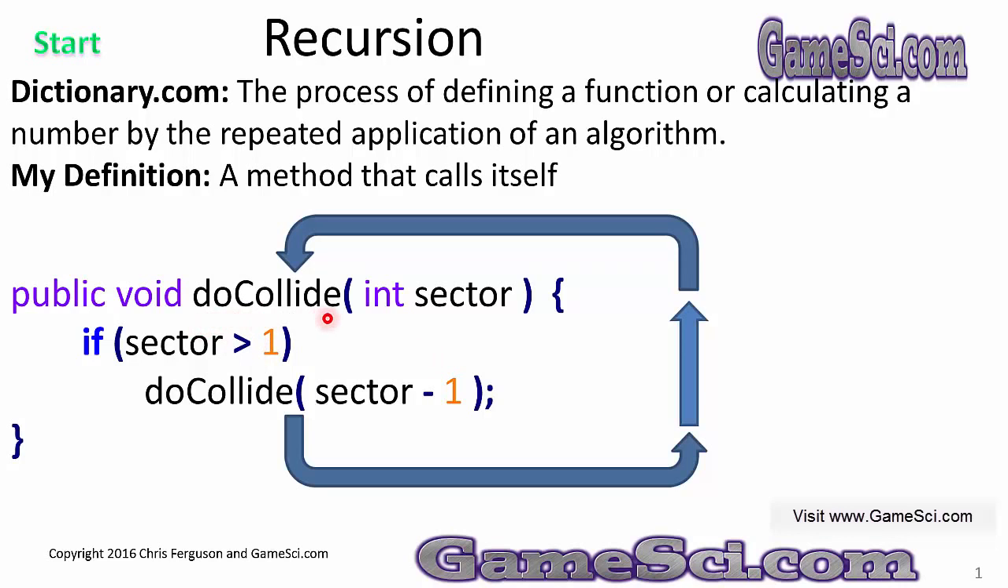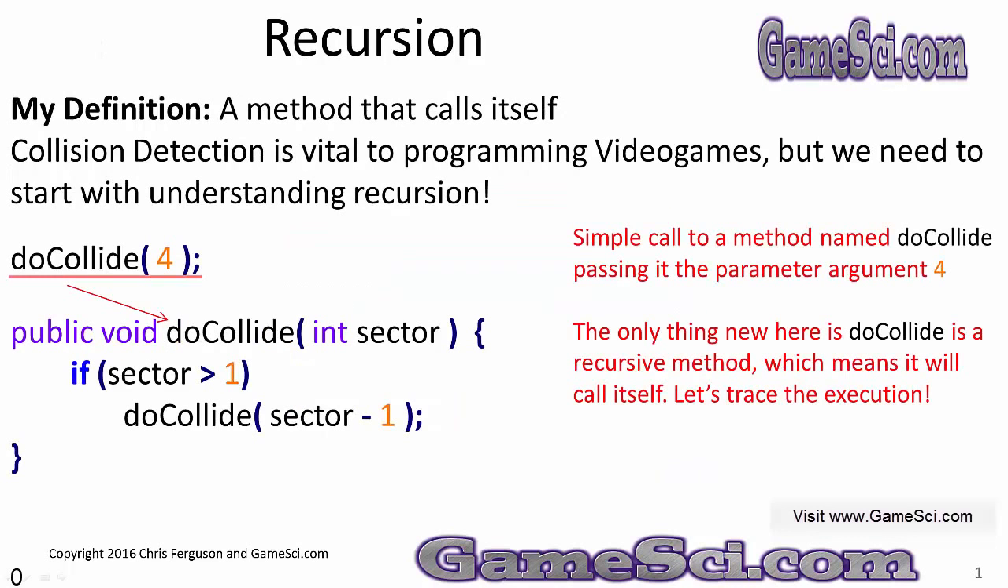You can see over here I have a method doCollide, and right in the middle of doCollide I call doCollide, and whoop, it turns around and executes doCollide again. That's all recursion is when a method calls itself. So let's talk about recursion, a method that calls itself. Collision detection is vital to programming video games, but we need to start with understanding recursion.